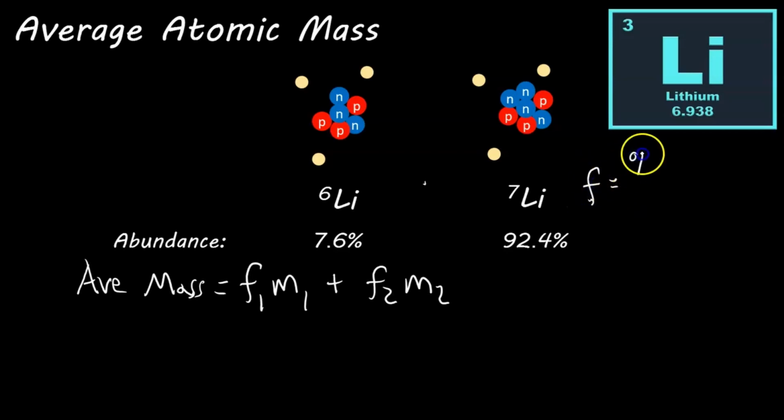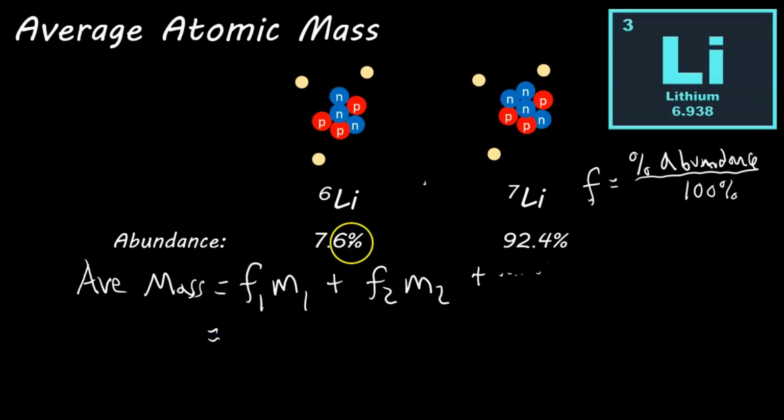is equal to the percent abundance divided by 100%. So it's just the percent as a decimal. Now, if there's more than 2 isotopes, we would add fractional abundance of the third one times the mass of the third one, and so on. So let's calculate what this is.